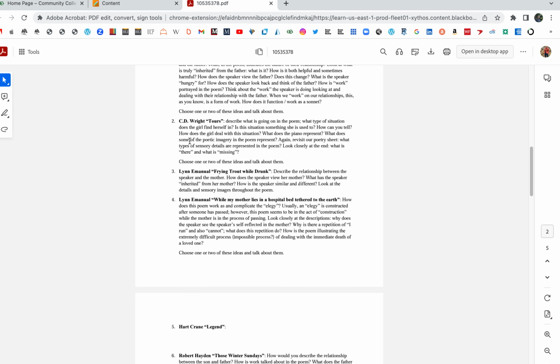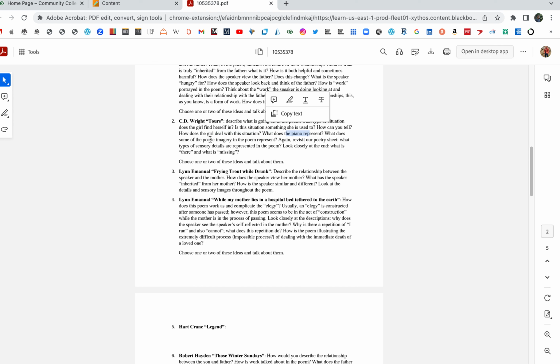C.D. Wright's "Tours." Describe what is going on in the poem. What type of situation does the girl find herself in? Is this situation something she is used to? How can you tell? How does the girl deal with this situation? Remember, she goes down to the piano in the dark. The piano stands there in the dark like a boy with an orchid. Remember that piano, the boy with an orchid?